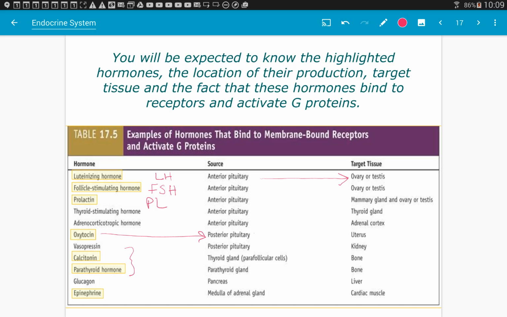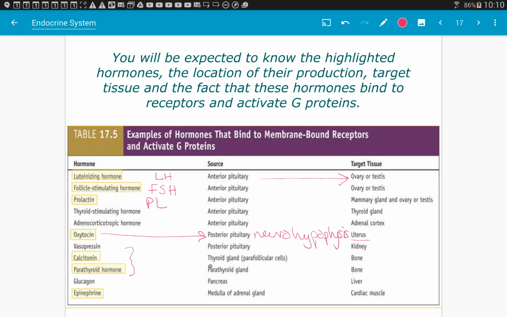It's also called neurohypophysis. That's the posterior pituitary. And the oxytocin has a direct effect on the uterus. And if you remember, we talked about the oxytocin has an effect on causing those smooth muscle contractions of the uterus during labor and childbirth.